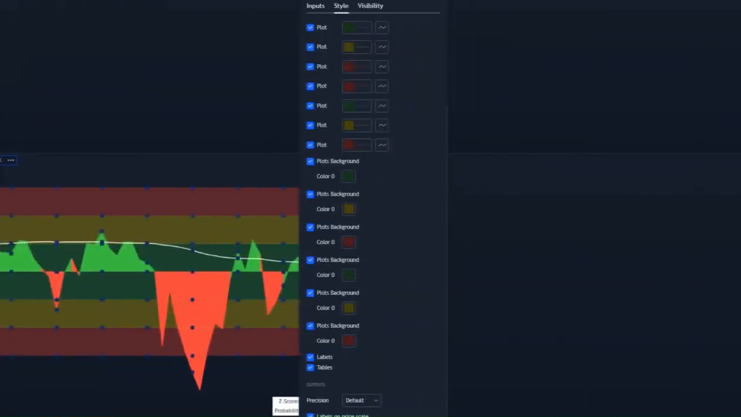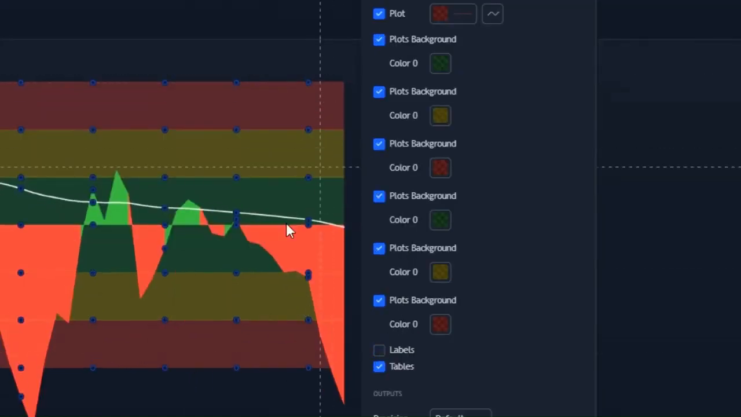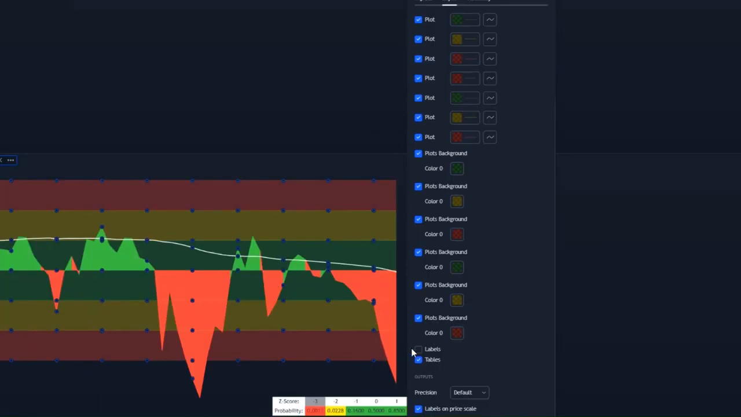On the settings for the Z-score probability indicator, I've just turned off this labels icon right here. You can see that when I turn this off, it removes these numbers on the end of the indicator, and it's just much easier to see entry positions without that turned on.